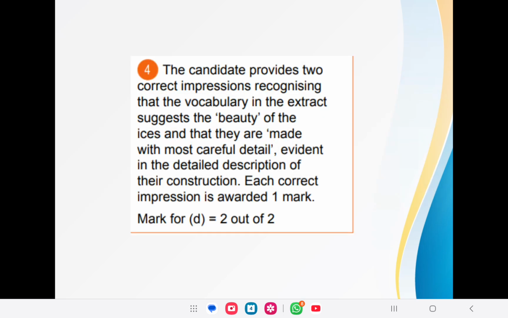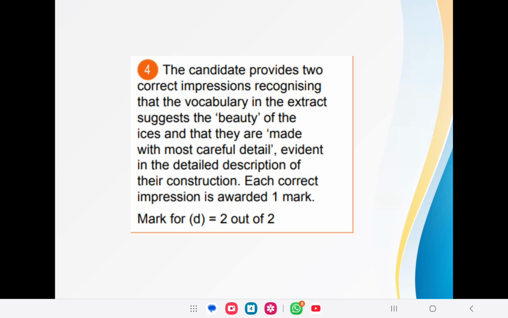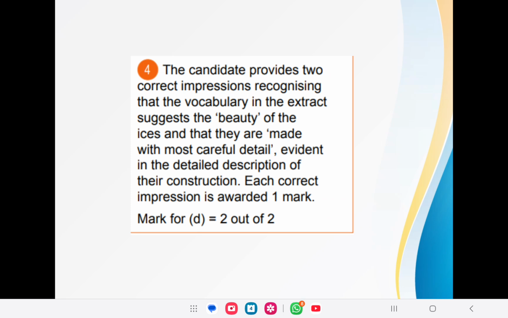Now what is the mark scheme saying? The candidate provides two correct impressions, recognizing that the vocabulary in the extract suggests the beauty of the ices and that they are made with most careful details, evident in the detailed description of their construction. Each correct impression is awarded 1 mark. So this is not just one impression that we can get here. There are 5-6 impressions available. You can just check it in the mark scheme.